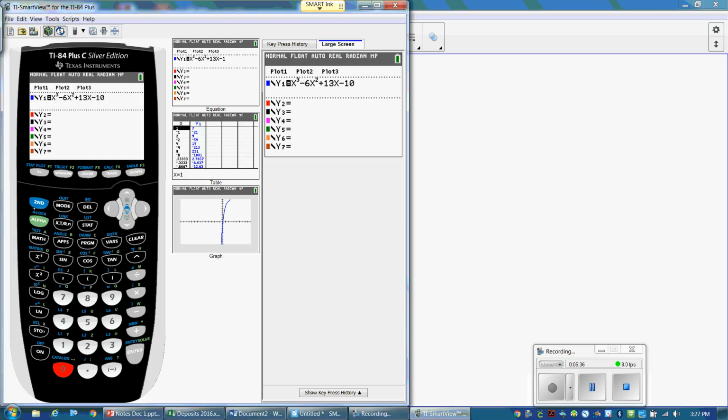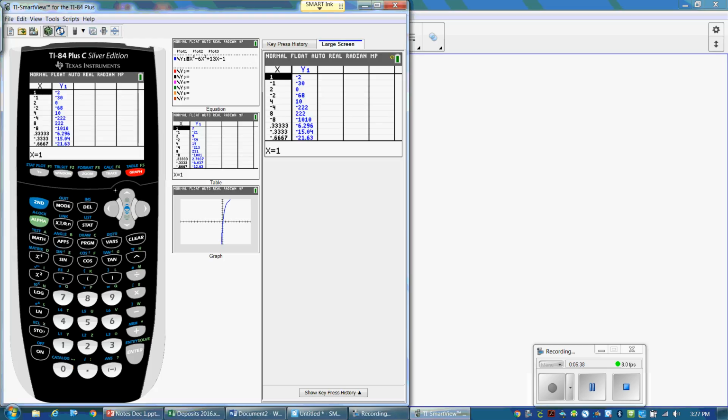So if we go to the table, it's in ask mode, so it looks like right here 2 works. I would probably want to try 5 and negative 5 just to make sure. I don't think they do here, but you always want to try them just in case. But the only thing that works is 2.